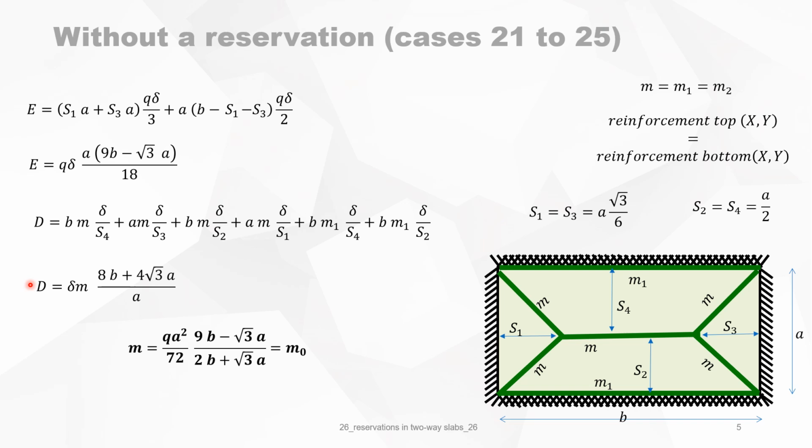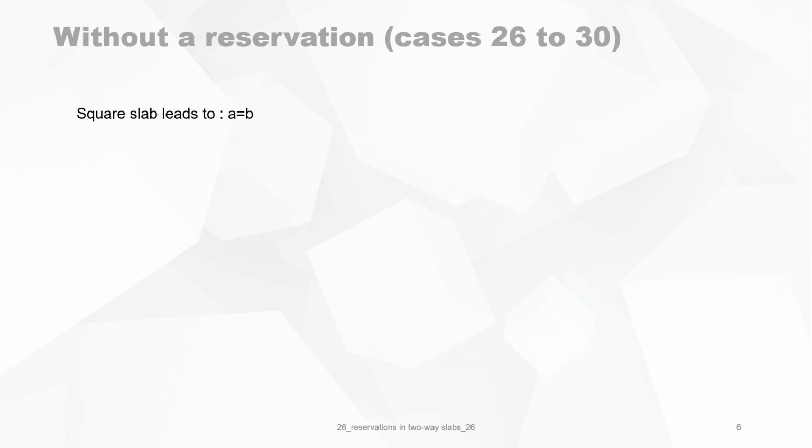When E is equal to D, we can get M, and M is then equal to what is written here. It's only a function of the load and the geometric characteristics, and we call this value M0, meaning that this is the maximum bending moment without a reservation in the slab. Now let's check this. For a square slab A is equal to B. We substitute in the formula and we have 2a squared over 37, which corresponds well with literature.